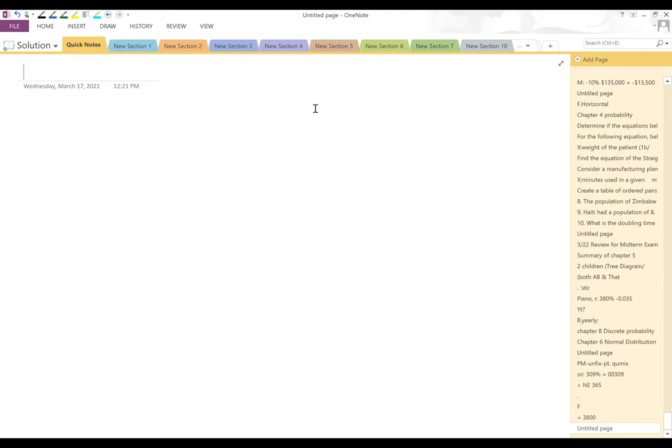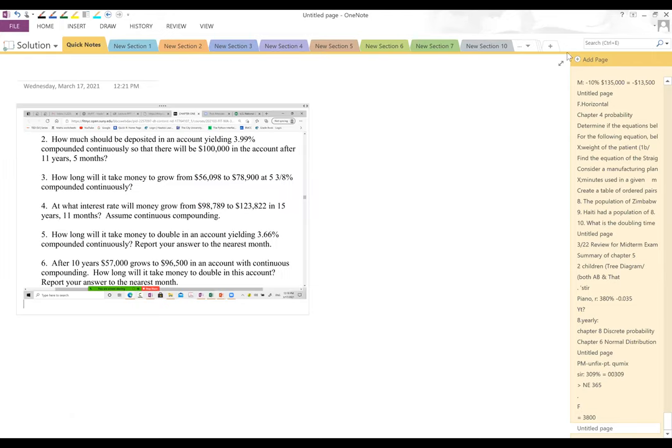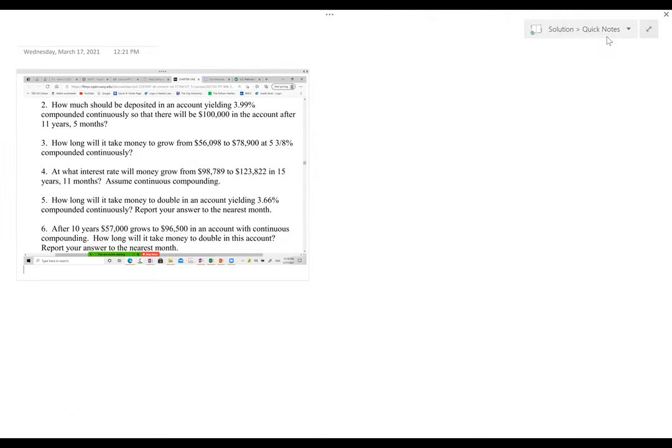All right, so let's look at question number two. So you're looking for how much, right? How much meaning we're looking for the principal, because there will be $100,000 in the account after 11 years, 5 months, and the interest rate is given. So we're looking for the initial investment, or you can call that principal. Principal is unknown here. The rate is given, 3.99%.